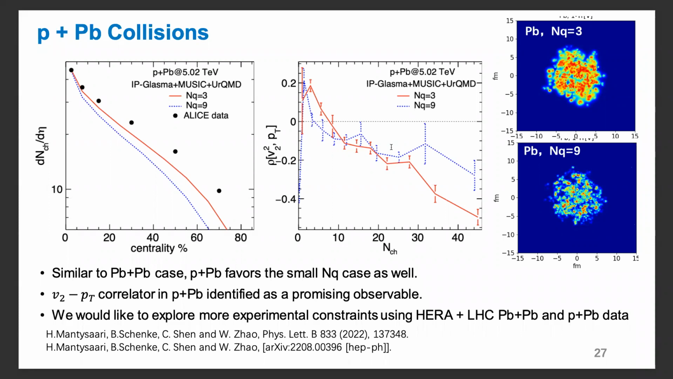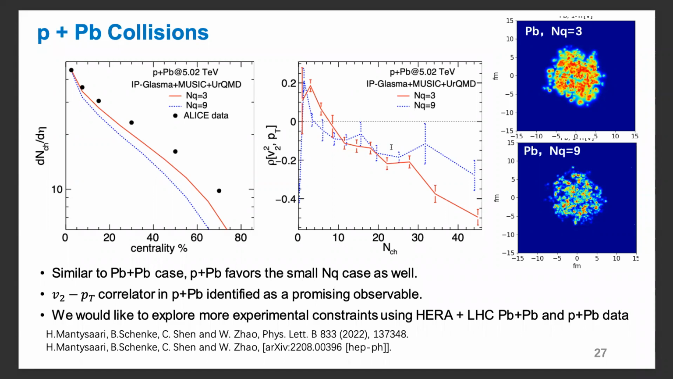This is the v2-pT correlations in peripheral collisions at ALICE with these two map parameters, with run hydro and run hydro cascade. The short message is that, similar to lead-lead collisions, pillar flow data also favors the Q3 case as well. On the other hand, we see a very big difference in the v2-pT correlations between these two map parameters. So this is a very promising observable to help us constrain the number of hotspots and constrain the production even better.